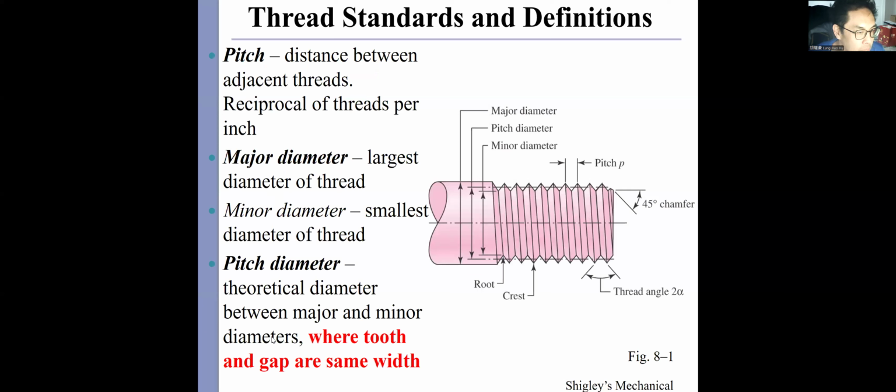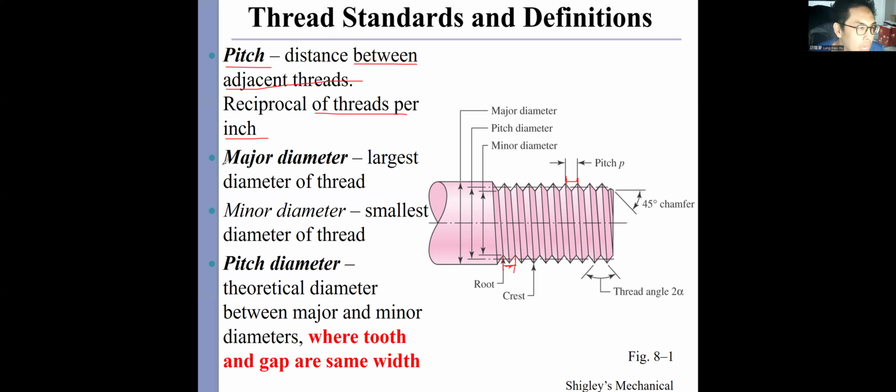Okay, so there are some geometric definitions in the standard of the threads. First is the pitch. What is pitch? Pitch is the distance between adjacent threads, the reciprocal of threads per inch. So it is the distance between adjacent threads, right? You can measure from crest to crest, or from root to root.